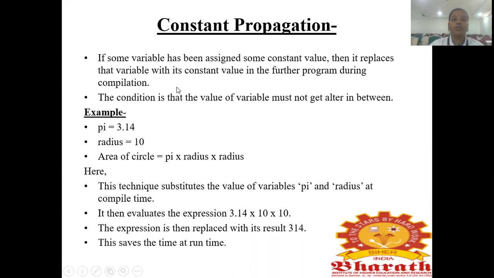In the program, during compilation or running time, the value of the variable must not be altered between compile time. That is constant propagation. For example, pi equals 3.14, radius equals 10.